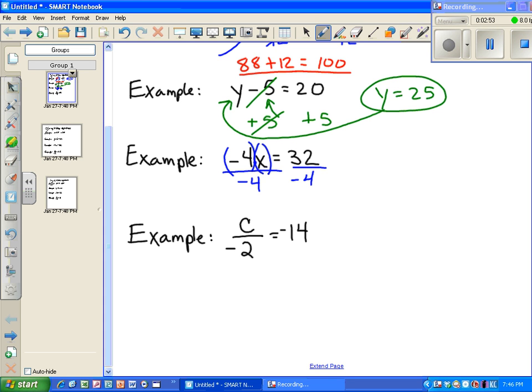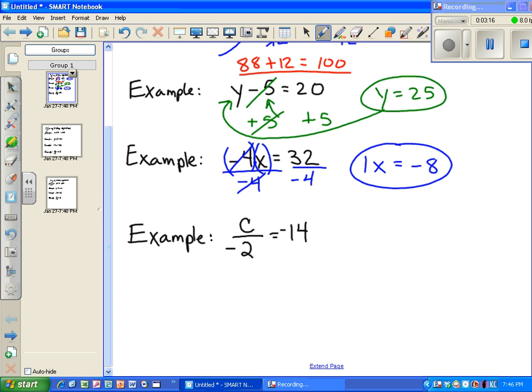Negative 4 divided by negative 4, we say that cancels out, but really what it makes is 1 times x. Negative 4 over negative 4 is 1. So we have 1x. On the other side, we get 32 divided by negative 4, which gives us negative 8. X equals negative 8. That's our unknown number.